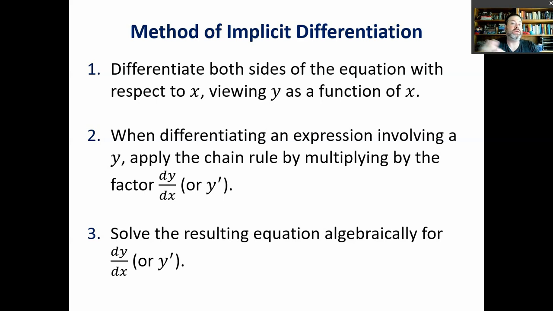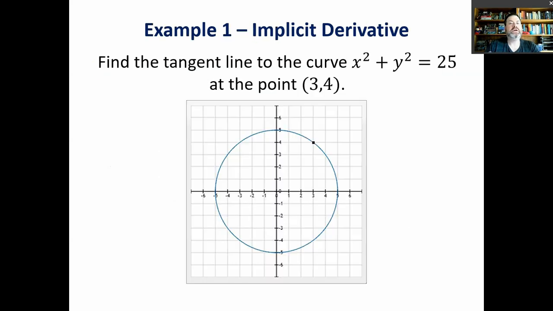So when we use the chain rule, we just tack on a factor of dy dx or y prime, whichever one is fine, doesn't matter. And then we solve for dy dx or y prime because those are our derivatives. So take a derivative on both sides. Don't forget the chain rule. Tack on y prime. Solve for y prime. And that's it. So let's see what this looks like in a problem.